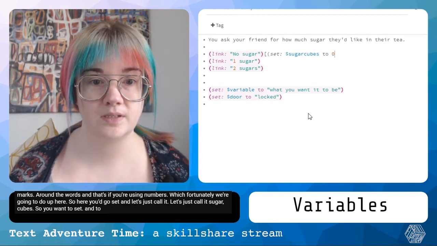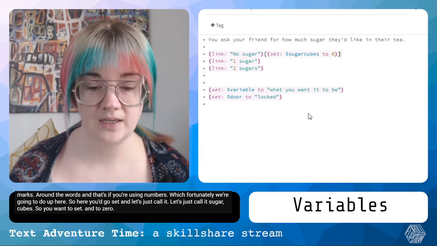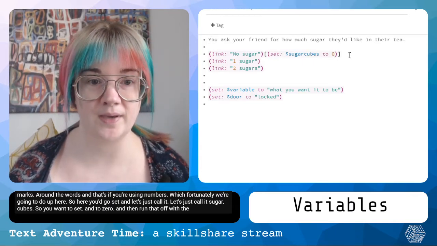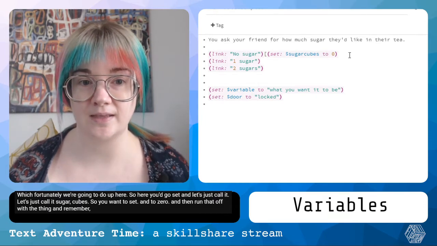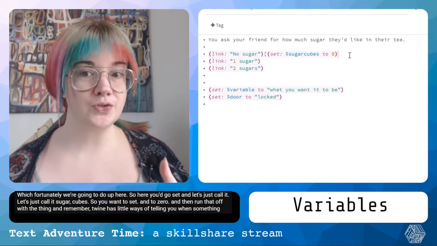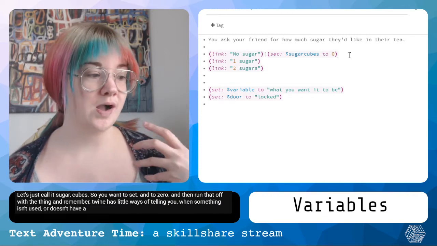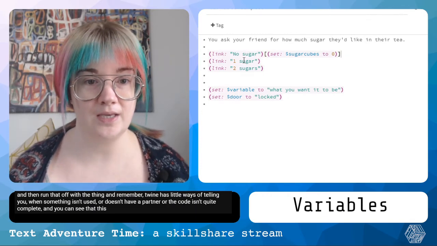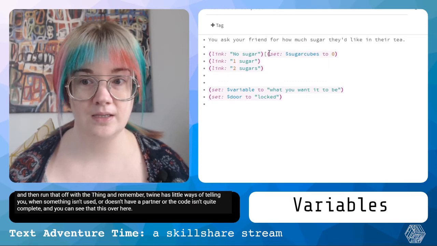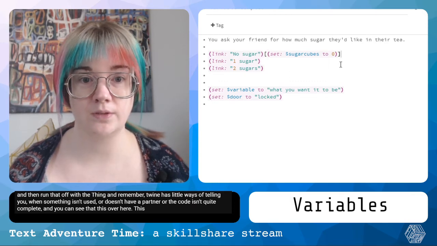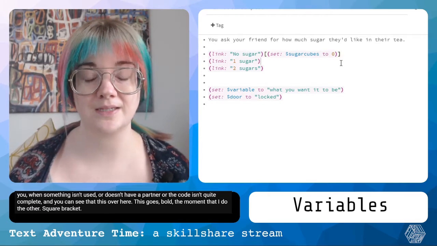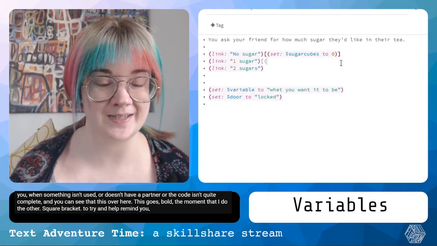To 0, and then round that off with the thing. And remember, Twine has little ways of telling you when something isn't used or doesn't have a partner, or the code isn't quite complete. You can see that this goes bold the moment that I do the other square bracket to help remind you that it still needs to be done.